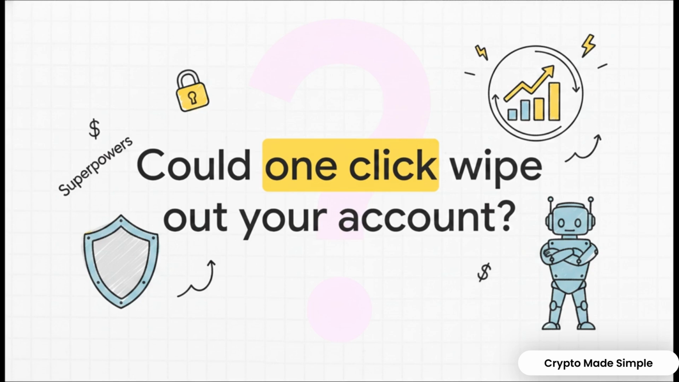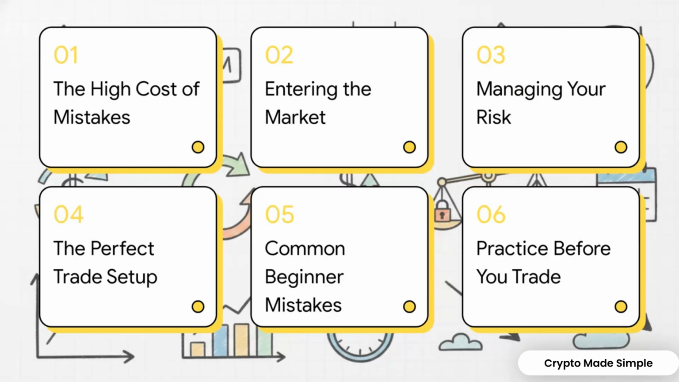But here's the thing. I want you to think of order types not as boring administrative buttons, but as your own personal trading superpowers. They're basically automated guards that stand by 24/7 to protect your capital and lock in your gains. All right, let's dive right into our agenda for today. We're going to cover the high cost of mistakes, entering the market, managing your risk, the perfect trade setup, common beginner mistakes, and finally, practice before you trade.